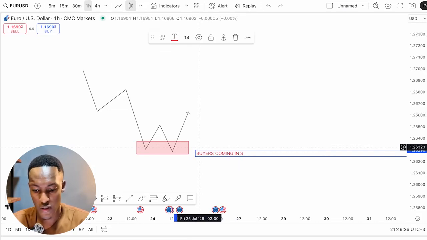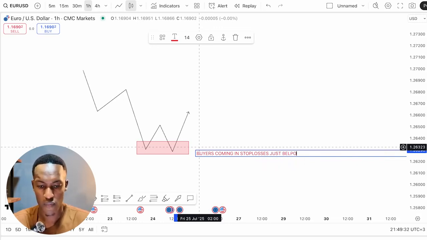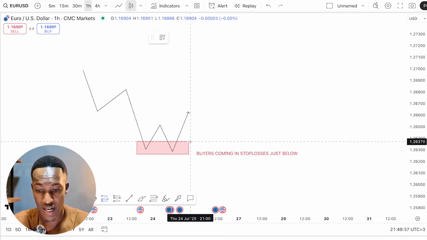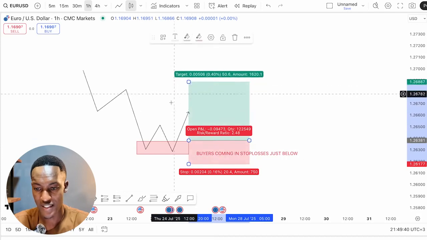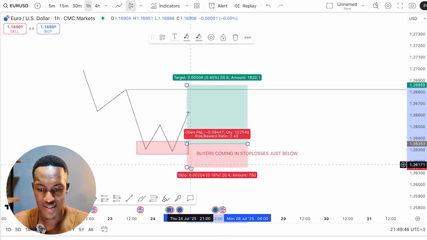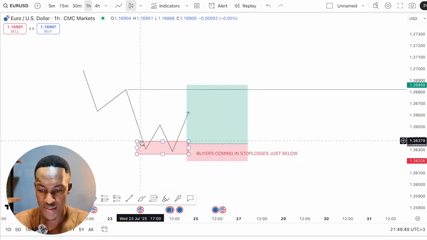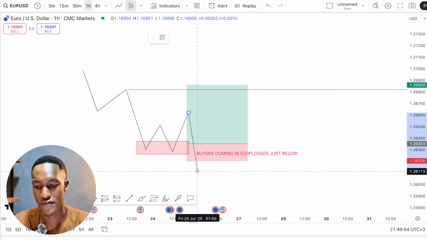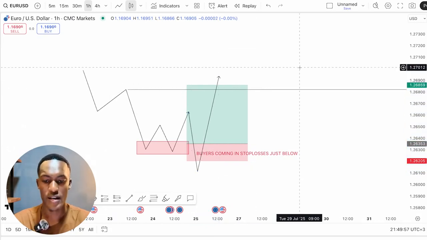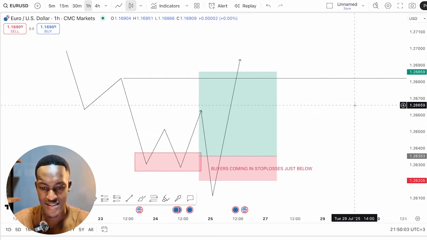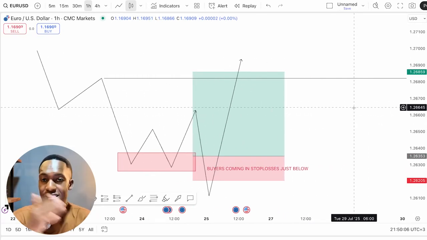Buyers coming in with stop losses just below. So you have your entry right around this area. You're targeting, say, this zone, and with your stop loss just slightly below this key level. Again, what the price does is it's going to come, wipe out everything, and then fuel the movement to the upside.